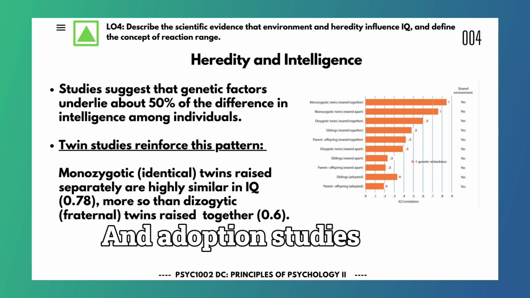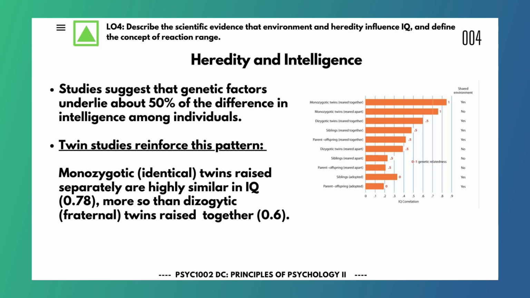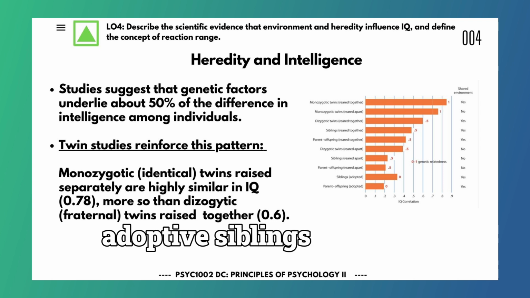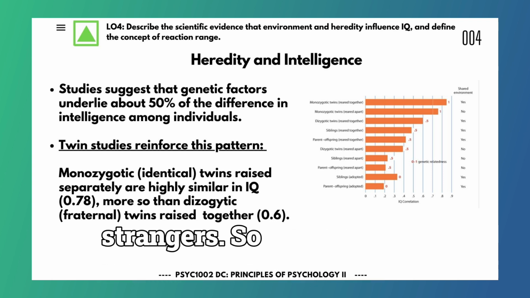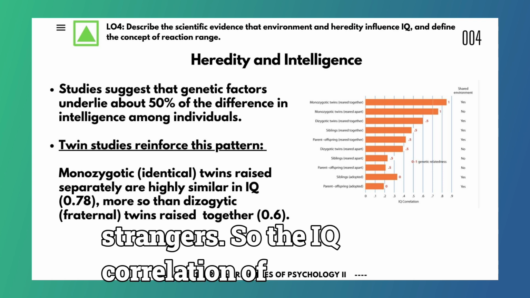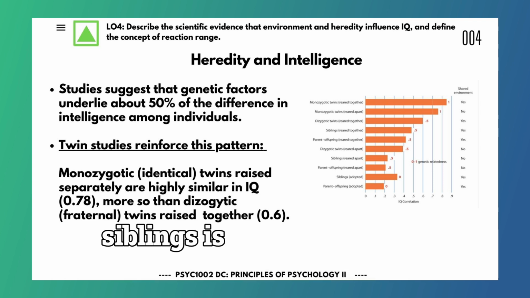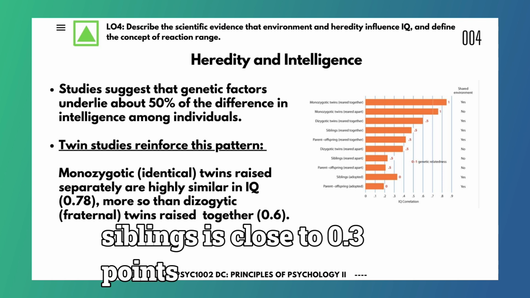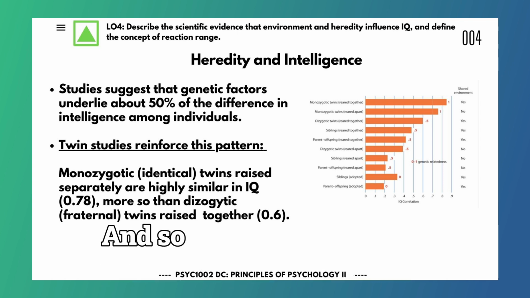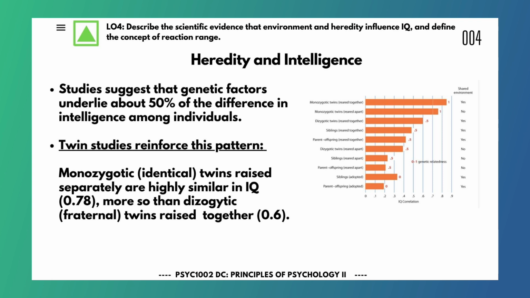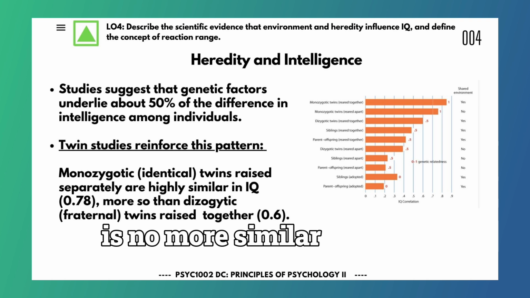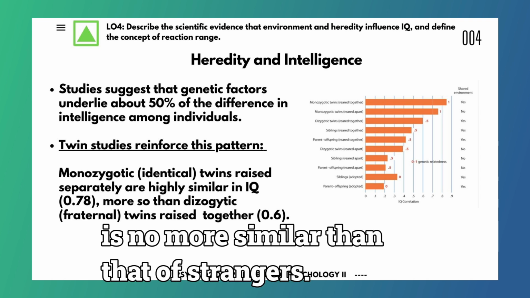And adoption studies also support this pattern. Studies show that adoptive siblings are no more similar in IQ than strangers. The IQ correlation of adoptive siblings is close to 0.3, which is quite low, so their IQ correlation is no more similar than that of strangers.